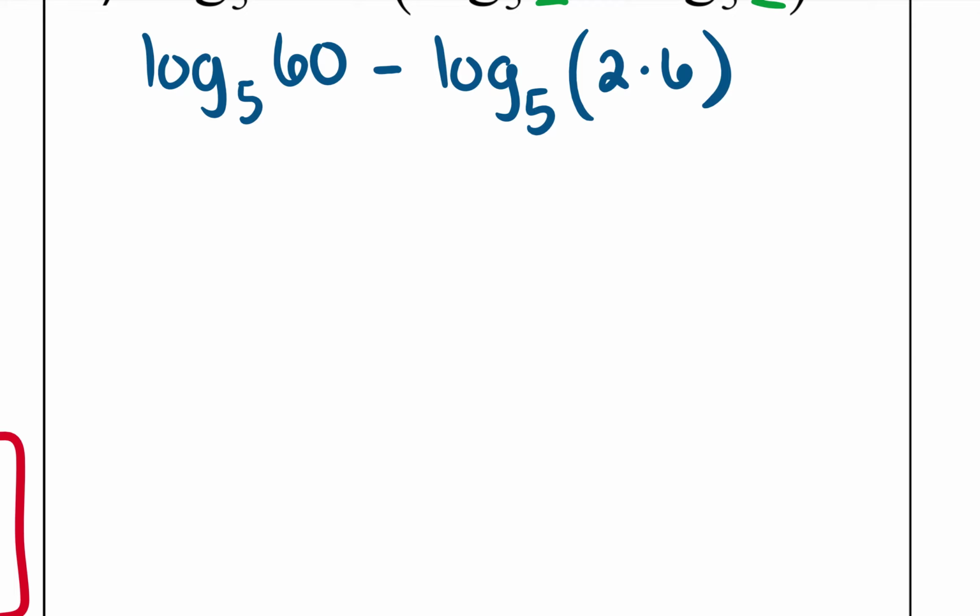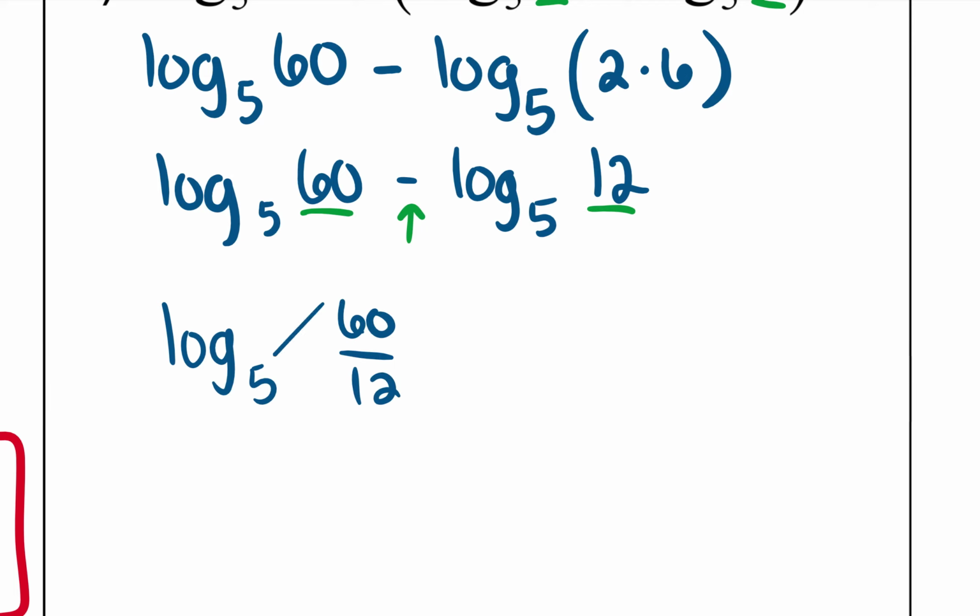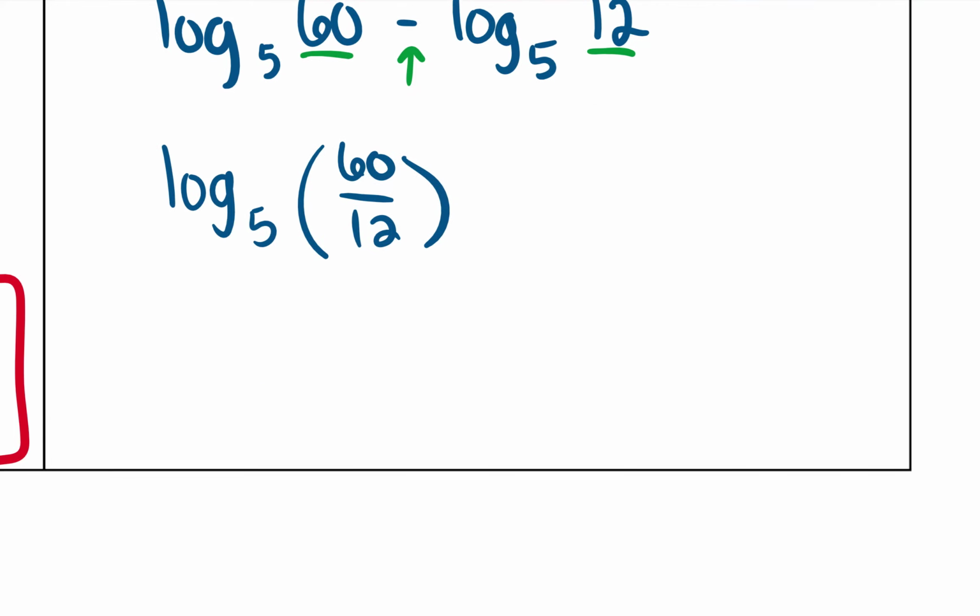Okay, so I'm going to go ahead and multiply before I divide just because it's easier to have one number instead of 2. So log 5, so 2 times 6 is 12. Alright, now I can condense those. So I have log 5, and I have a minus, so that's divide. 60 divided by 12. So again, if you just want to write 5, that's fine. So I can divide that. I get log 5 of 5.